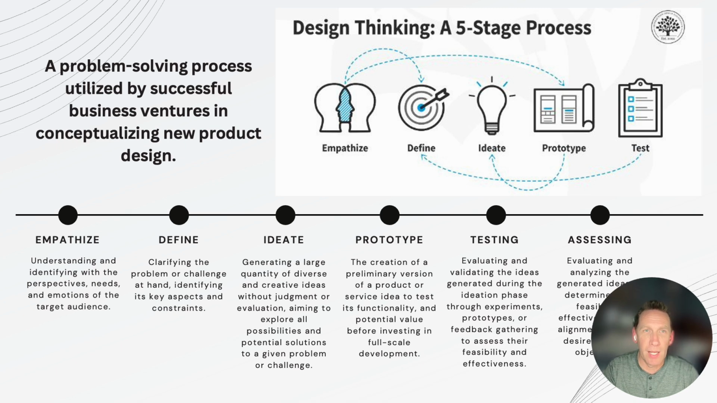Please take a look at this diagram here and notice how some of these lines go kind of back and forth, because that's what happens during the design thinking process. You may come up with an idea and you create a prototype for it, but the prototype doesn't pass the test. So then you have to go back to defining the problem or the challenge, and then recreate new ideas and create a new prototype. It kind of goes back and forth.